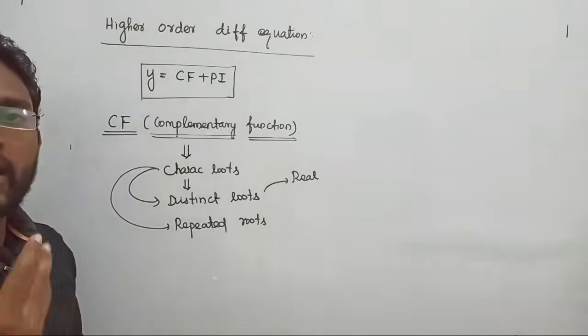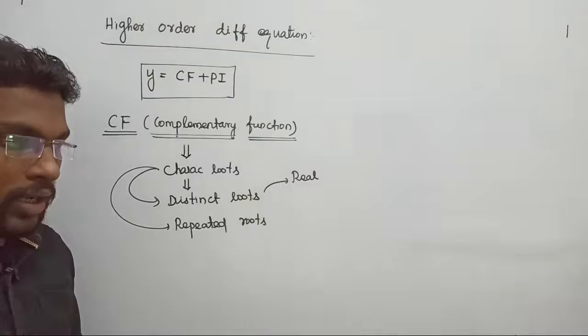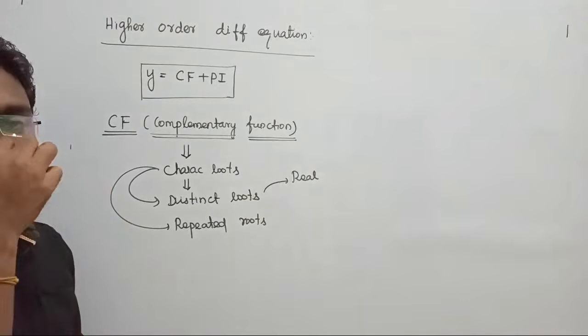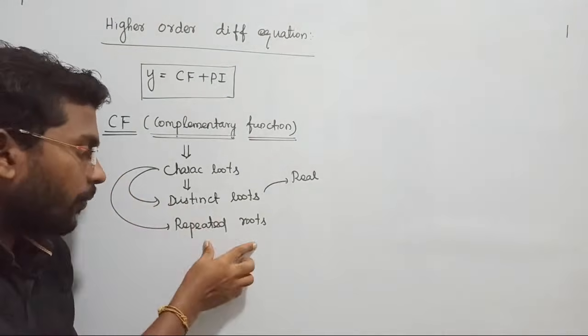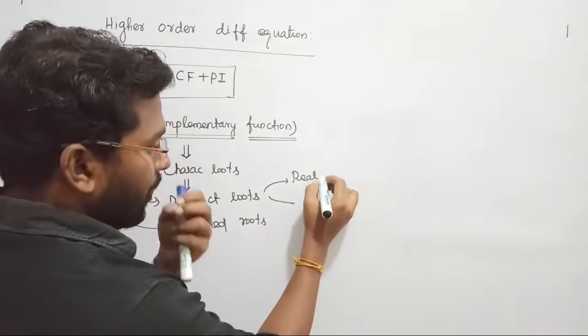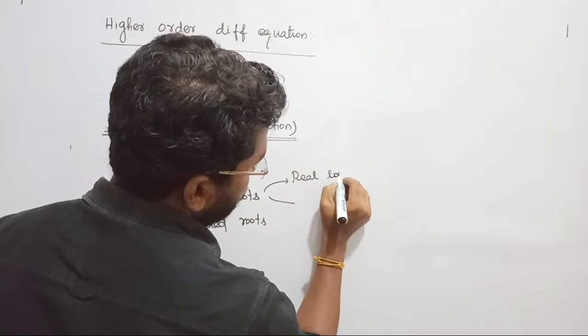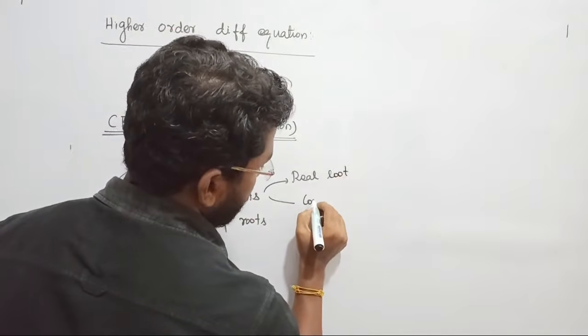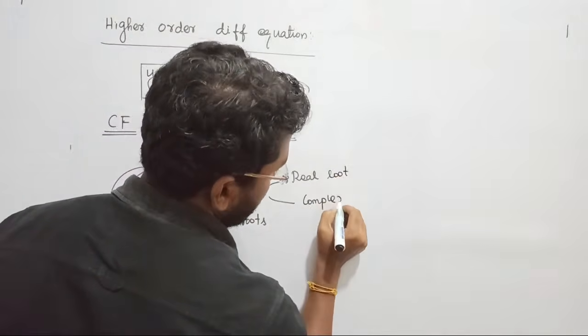Similarly, repeated eigenvalues, that is lambda equal to 1, lambda equal to 1, lambda equal to 1, is called repeated. That is the difference between repeated roots and distinct roots, right? So distinct roots can fall into two categories. Either it might be real roots or it might be complex roots.